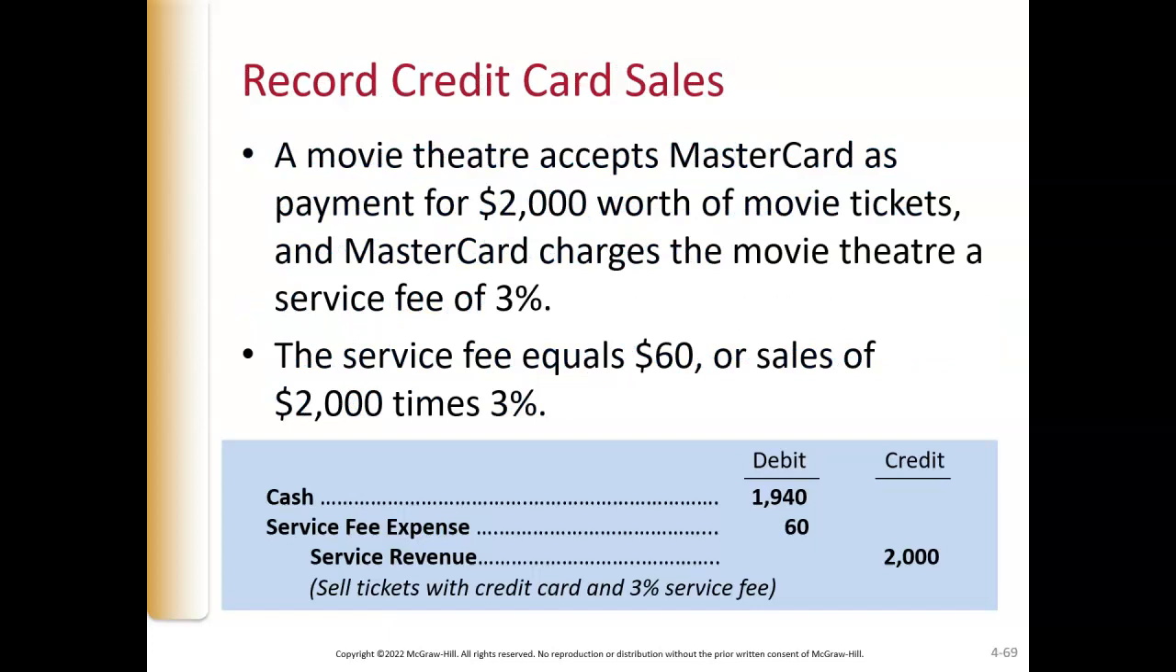So, for example, a movie theater accepts MasterCard as payment for $2,000 worth of movie tickets, and MasterCard charges the movie theater a service fee of 3%, which is $60. Here what would happen is cash would be debited for $1,940. We would debit the service fee expense for $60, and the service revenue of $2,000 would get credited. Does that make sense?